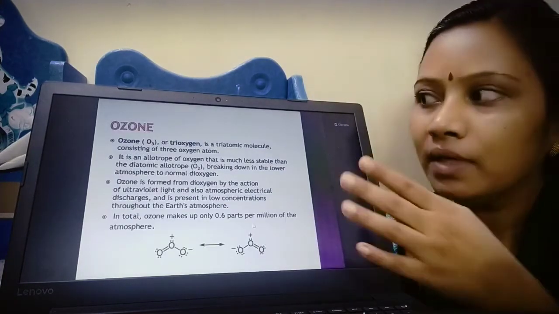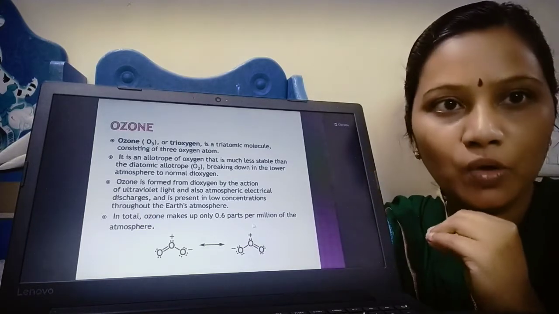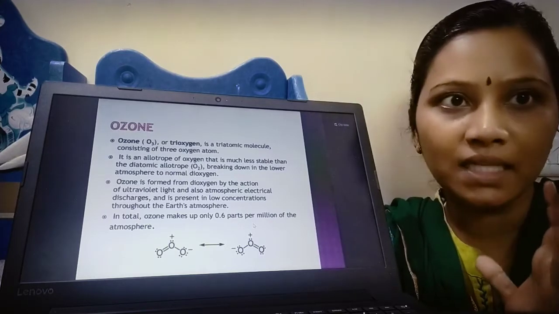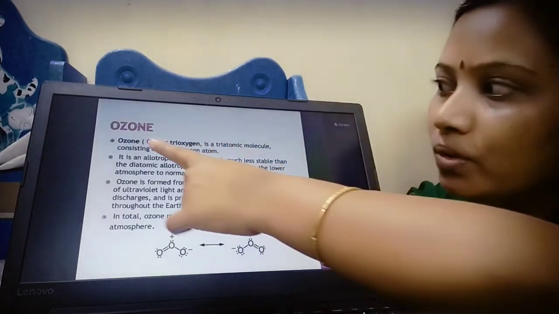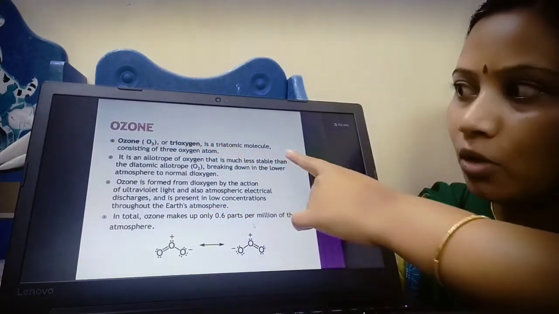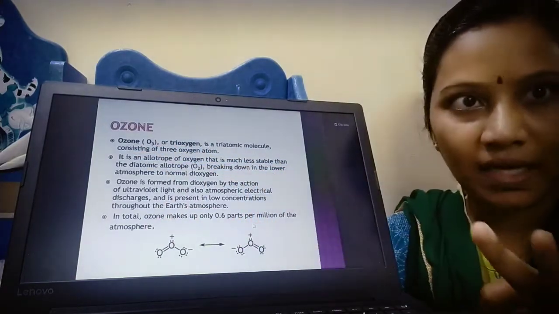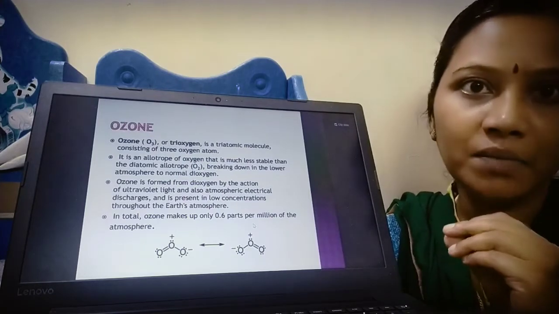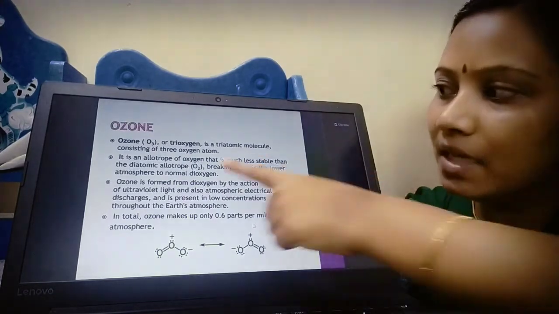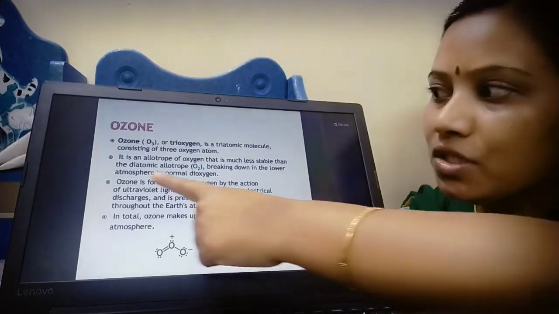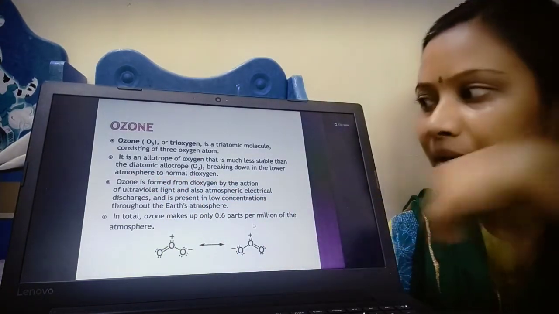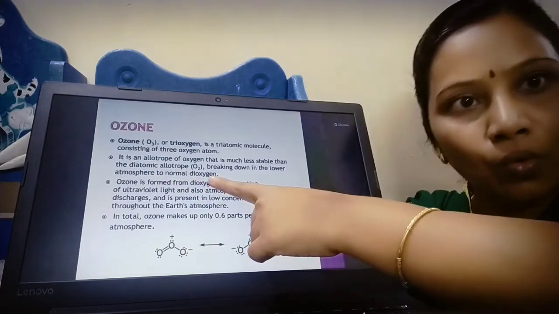When I'm going to tell about oxygen, obviously I should think about ozone, because that's also a derivative of oxygen. What is the formula for ozone? It is nothing but O3. So O3 or trioxygen is a triatomic molecule consisting of 3 oxygen atoms. It's also an allotrope of oxygen, but it is much less stable than O2. So it breaks down in the lower atmosphere to normal dioxygen. When ozone comes down to the lower atmosphere, it breaks down to O2.